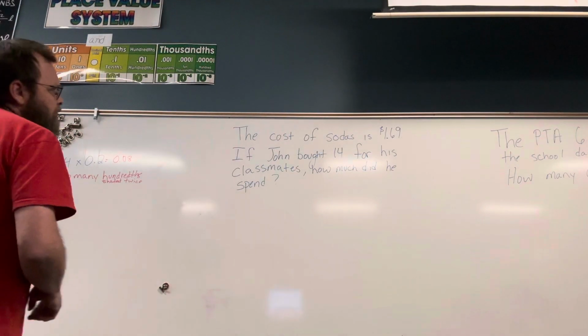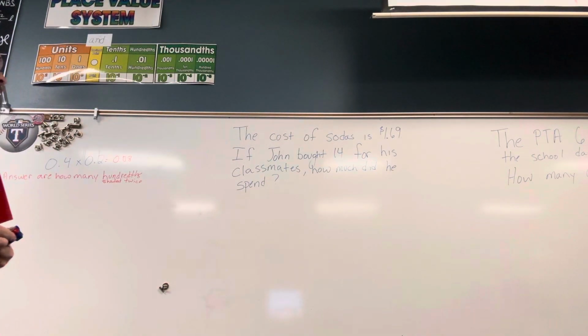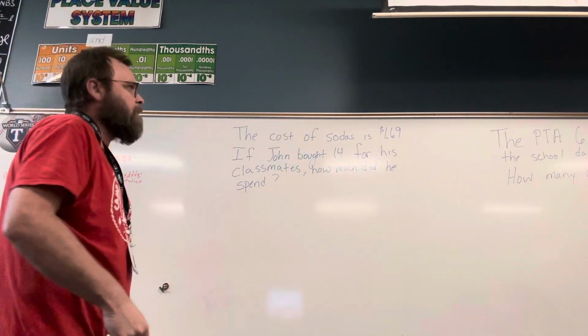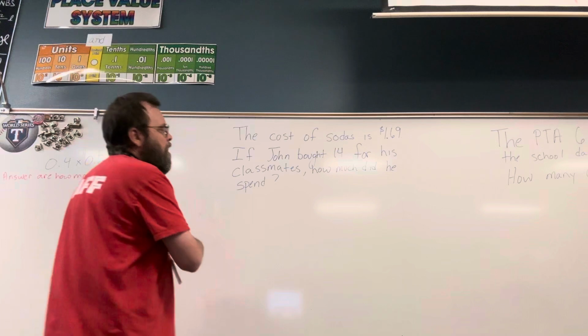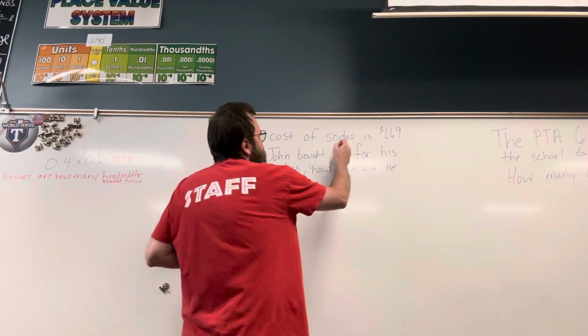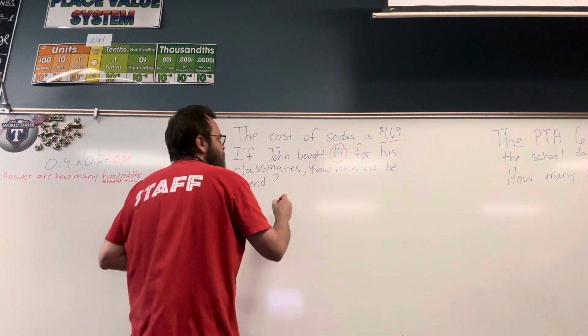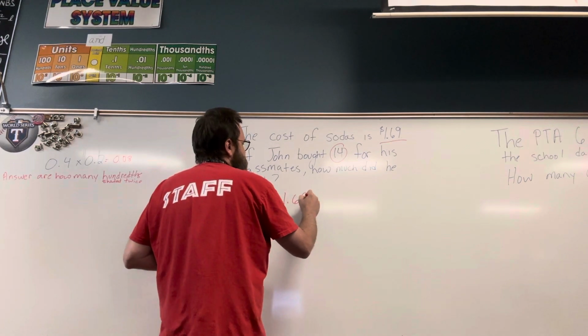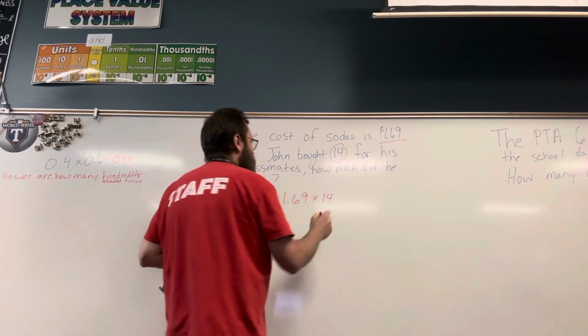Next problem. The cost of sodas is $1.69. If John bought 14 for his classmates, how much did he spend? Well, he bought 14 and each one cost that much. So obviously we have $1.69 times 14.